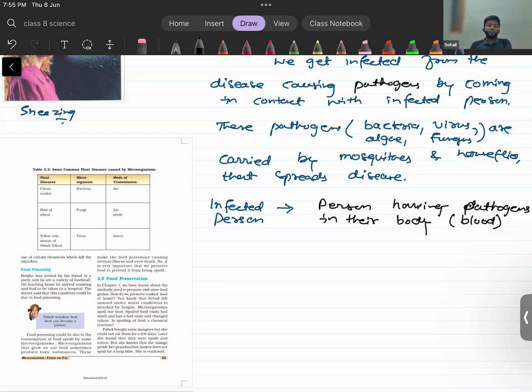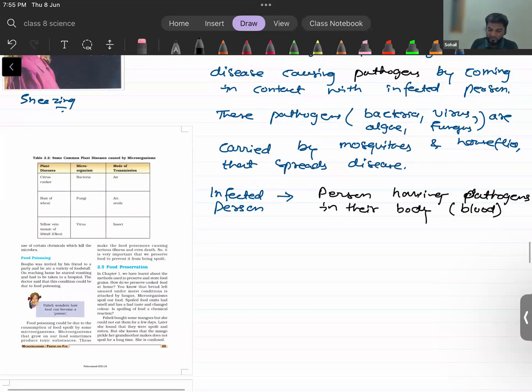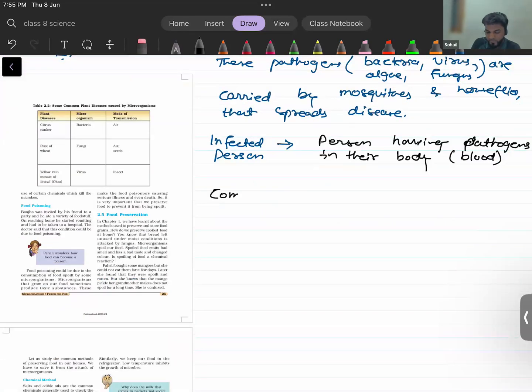Okay, so those diseases which are caused by pathogens can spread from an infected person to a healthy person through air, water, or if you share food with that person, or if someone comes in physical contact with that person. So these are called communicable diseases. What did I say? Communicable disease.